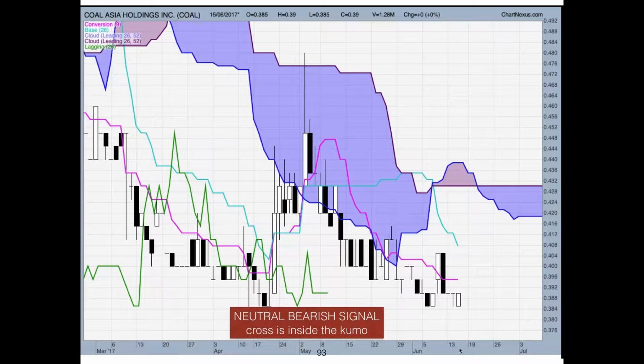A neutral bearish signal is produced if the signal happens inside the Kumo. This chart of COAL shows a neutral bearish signal when the Tenkan-sen crossed below the Kijun-sen inside the Kumo. This resulted in a weak sideways to downward movement after.